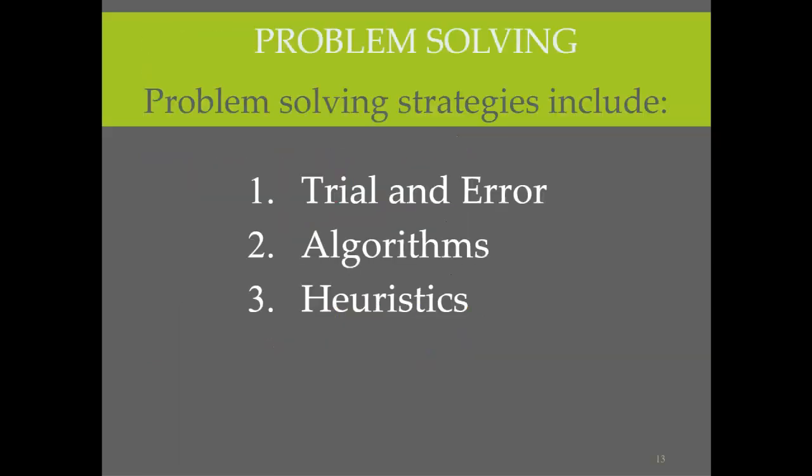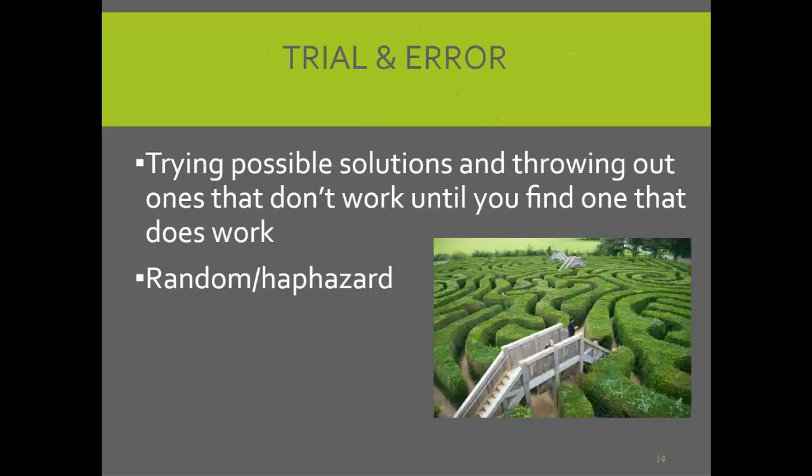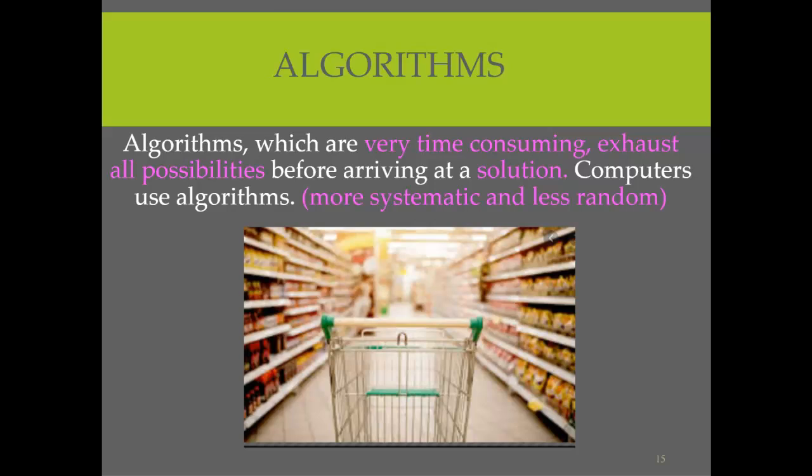All right, other problem solving: we've got trial and error, algorithms, and heuristics. Trial and error, just random. You try one thing, doesn't work. Try something else. You can find an answer, but it may take a while. It's random, haphazard. Algorithms are where you try every single possibility. It can be time consuming, but you will get the answer.